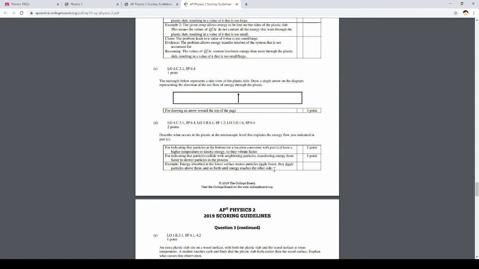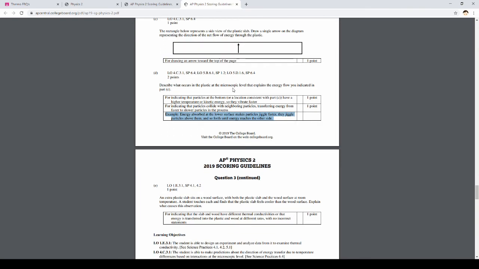Whenever you're dealing with that kind of transfer of energy through bumping, I'm going to be honest with you guys, use the word jiggle. Physicists love the word jiggle. Carl Sagan made it kind of famous, and physics teachers love Carl Sagan. So if you're talking about these particles hitting into other particles, hitting into other particles, use the word jiggle. It's silly, but it's what works. So energy is absorbed at the lower surface, making the particles jiggle faster or vibrate faster. They then move other particles near them until that energy transfers to the other side.